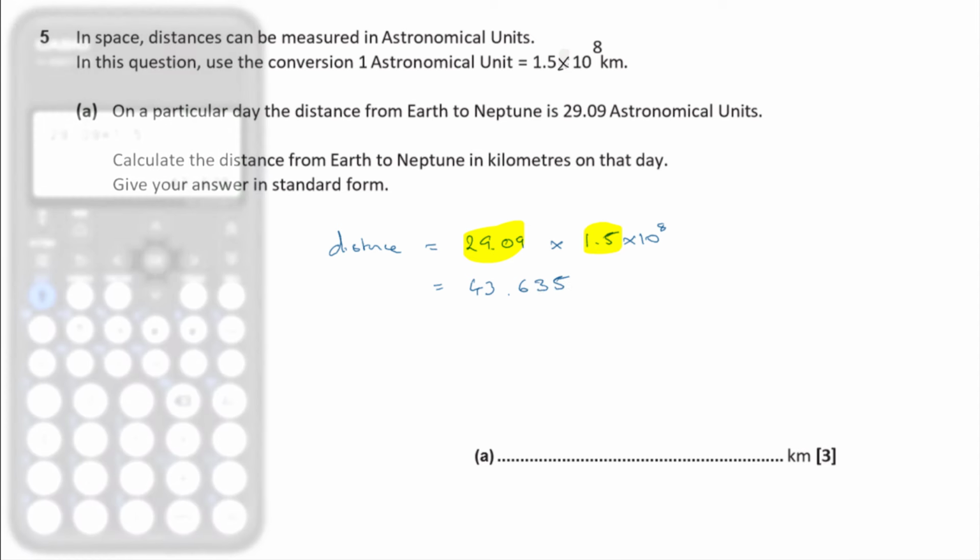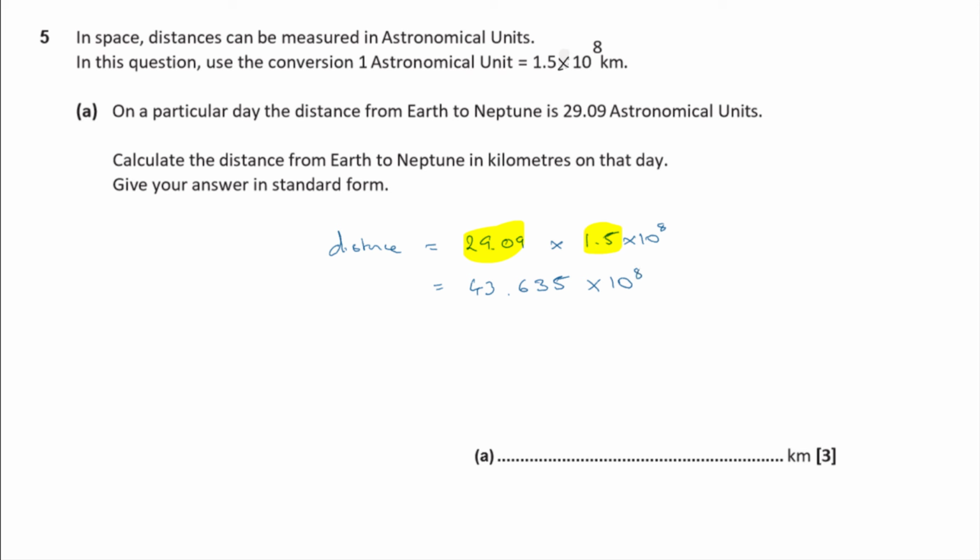43.635, and that's still going to be times 10 to the 8, isn't it? Now this number is not quite in standard form, because the number part at the beginning needs to be a number between 1 and 10. But if I take another 10 out of it, divide it by 10, 4.3635, and then add that 10 into the exponent part, I'll get 4.3635 times 10 to the 9. And that's going to be my answer. 4.3635 times 10 to the power of 9.